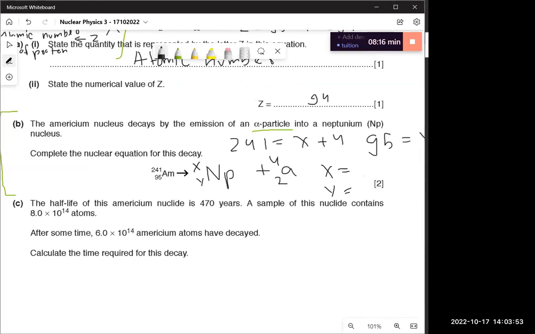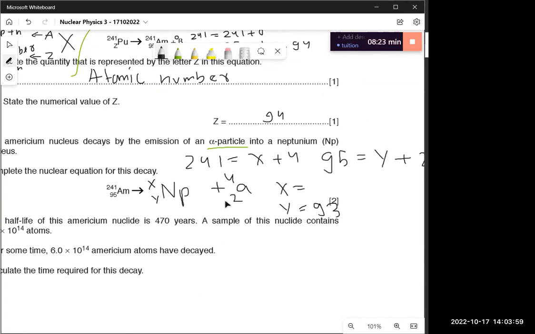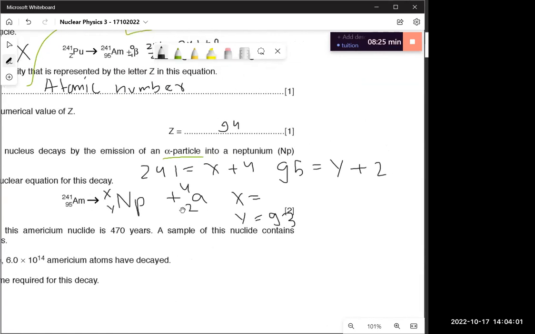Sir, 93. All right, so Y is going to be 93. All you have to do is decrease 95 with 2. This guy goes there, it becomes 95 minus 2 is equal to Y. And this guy goes there, you get 237. 24 minus 1, so 237.